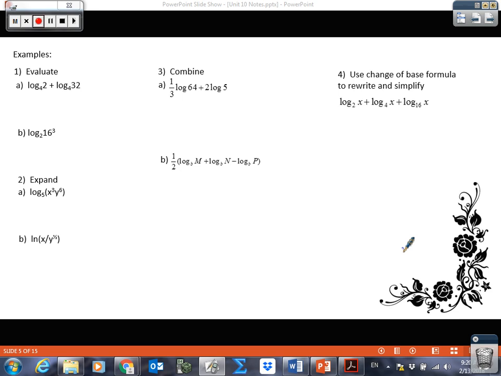Now, sometimes I can evaluate these expressions separately, right? I might have some luck doing them separately, and it's okay if you do. Or I could combine those together first. Those are options for us, so really it's whichever way you want to do it. Since we are working on expanding and condensing, I'm just going to combine those together. It's an addition, so we would combine the arguments by multiplication. So this would turn into log base 4 of 2 times 32, which is log base 4 of 64.